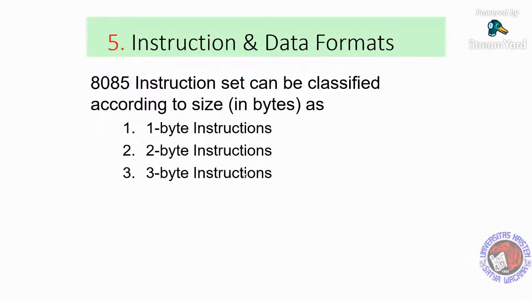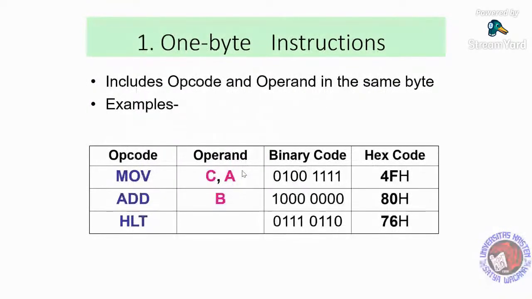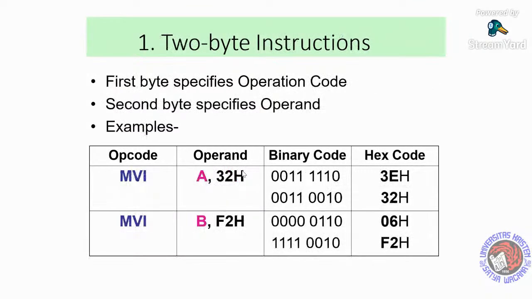So in 8085, instructions can be classified according to the size in bytes. There are three types of instructions: 1-byte instructions, 2-byte instructions, and 3-byte instructions. This is a 1-byte instruction. MOV A,B and HLT are 1-byte instructions. A 2-byte instruction is MVI A, 32 hexa.